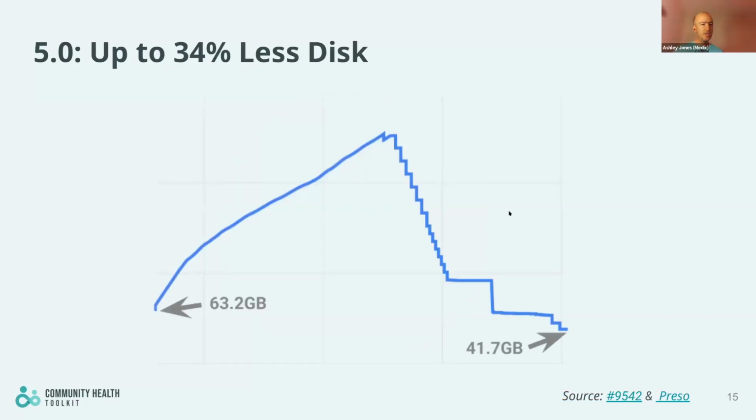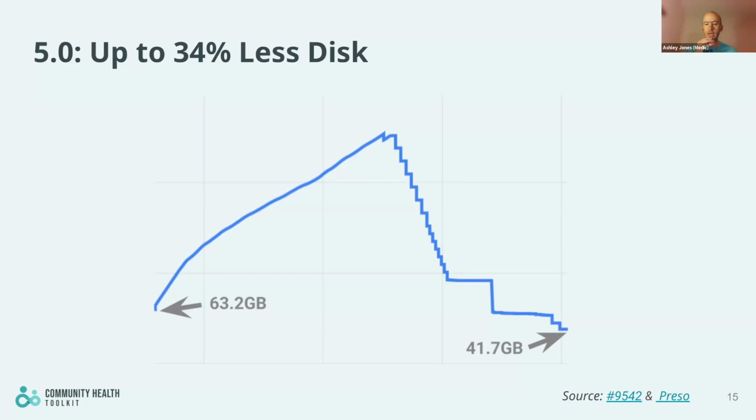So CHT5 should give you up to 34% less disk use. Let's talk about exactly what that means. To validate this, we have a graph on the screen that shows a production instance and the use of disk over time during the upgrade. So you can see that the upgrade started at about 63 gigs and ended up at 41 gigs. So this gives us our 34% disk.